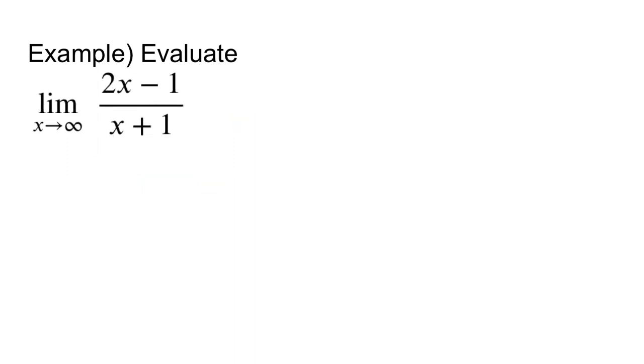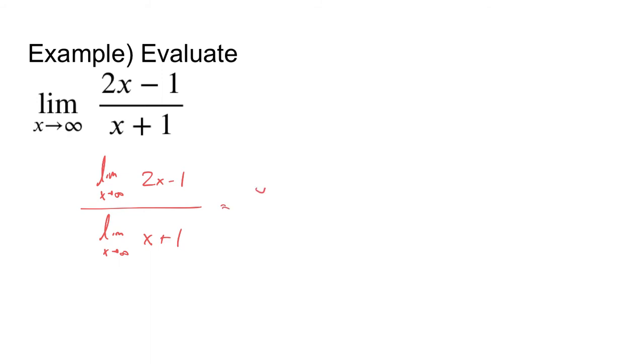What about the limit as x approaches infinity of 2x minus 1 over x plus 1? Now you've got to be careful. We can't just split things up the way we might want to here. We have to be really careful. So we can look at the limit as x approaches infinity of the top, 2x minus 1, and we can look at the limit as x approaches infinity of x plus 1.